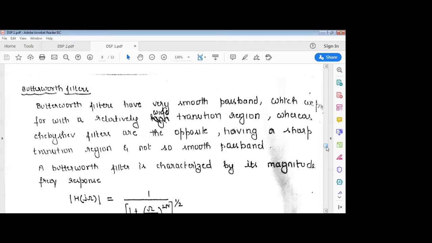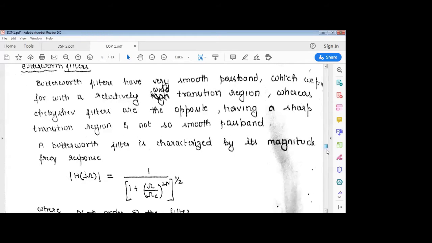Okay, yes, then we can see the Butterworth filter characterized by the magnitude frequency response, |H(jω)| = 1 over the square root of 1 plus (ω/ωc) to the power of 2n. What is n? N is the order of the filter, and ωc is the cutoff frequency, where the filter magnitude is 1 by root 2 times the DC gain, that is at ω equal to 0.